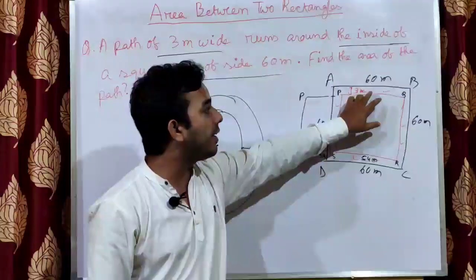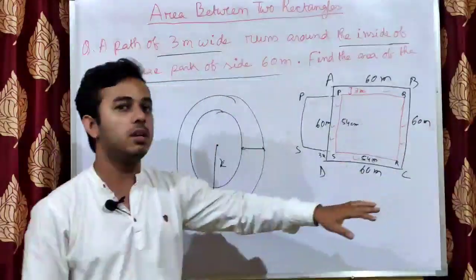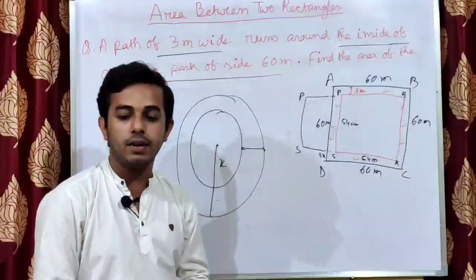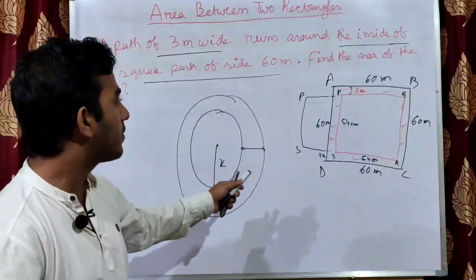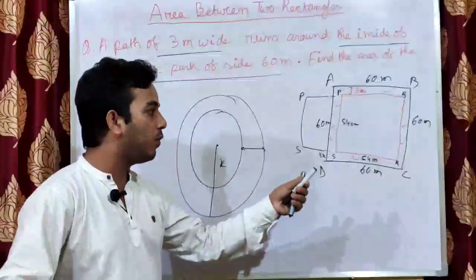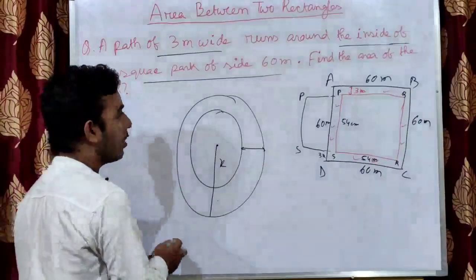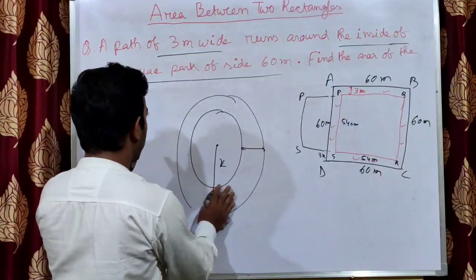Now we have to find out the area of the path. So first of all we have to find out the area of both the squares. Then if we subtract the area of the smaller square from the area of the larger one, we can easily find out, right?